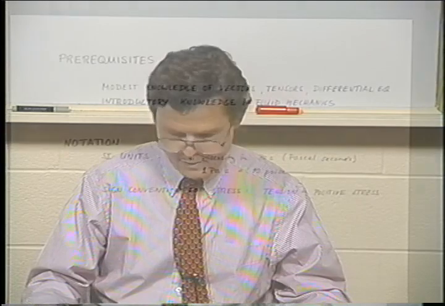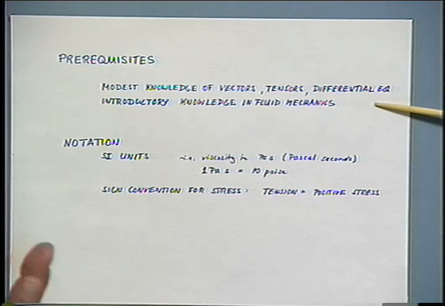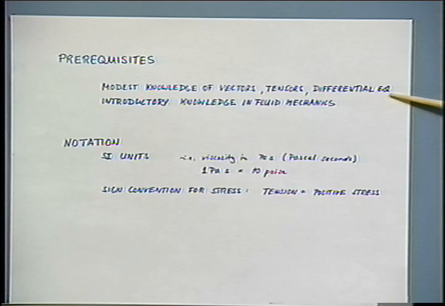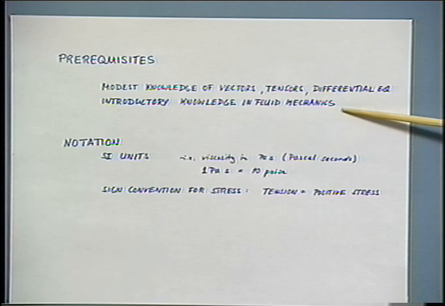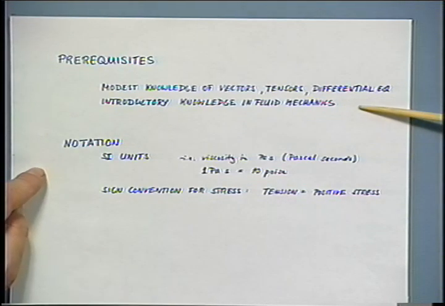Now, the prerequisites for this course are really only modest knowledge of vectors, tensors, and differential equations. There's not too much needed. Also, there's a very good appendix in the textbook. I will come to the book in a moment. And there is only an introductory knowledge in fluid mechanics necessary, because our flows are so simple. We have just a simple shear flow and extensional flow. More complicated flows are too hard to work on. That's the basic reason why we will stay in the simple part of fluid mechanics.